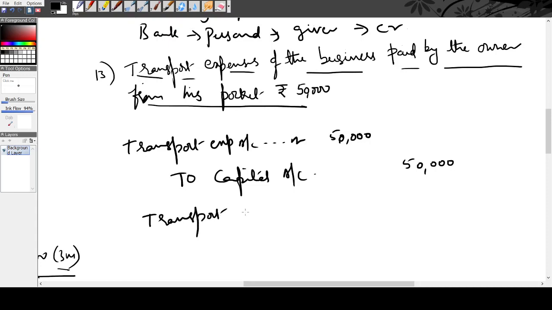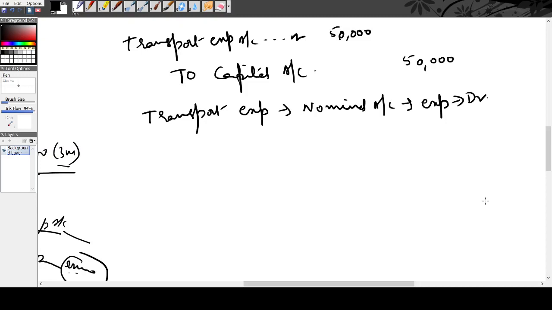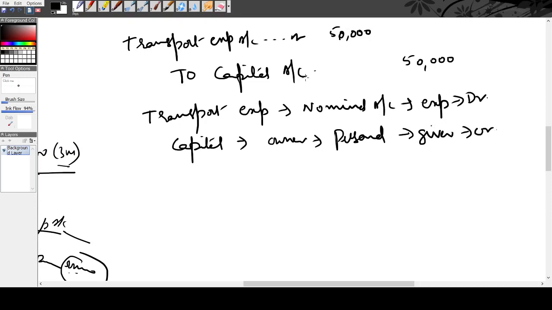Transport expenses, nominal account, expenses debit. Capital, you can say owner, personal account, giver, credit. So this amount will also be credited to the capital account and hence this amount is due by the business to the owner.